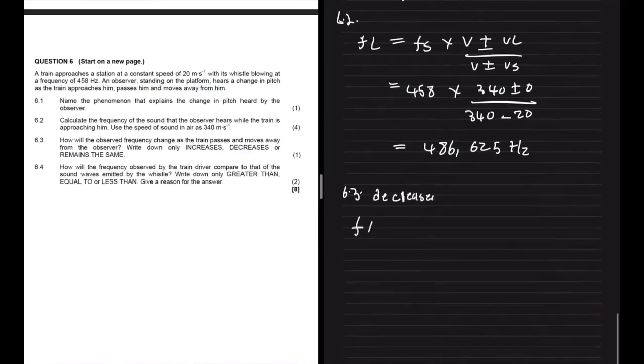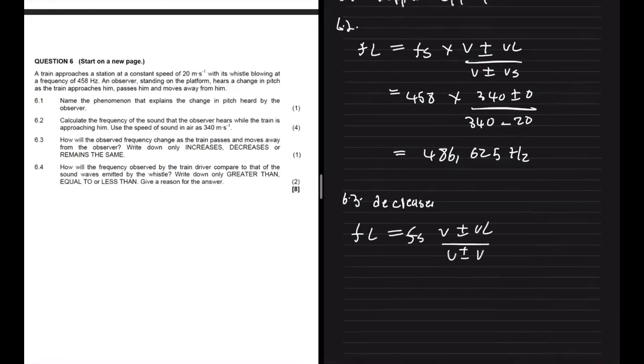Let's go back to the formula. FL equals FS (V plus or minus VL) divided by (V plus or minus VS). When it's moving towards, on the denominator we have a subtraction of VS, right? So if you keep the numerator the same and you decrease the denominator, the number goes up. So when it's approaching, FL goes up. When it's moving away, we have an addition on the denominator. So you keep the numerator the same and you increase the denominator, and the overall number goes down.